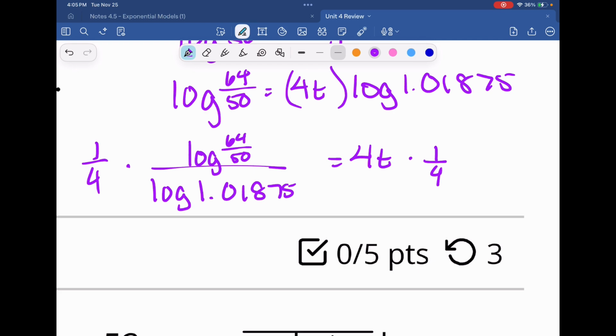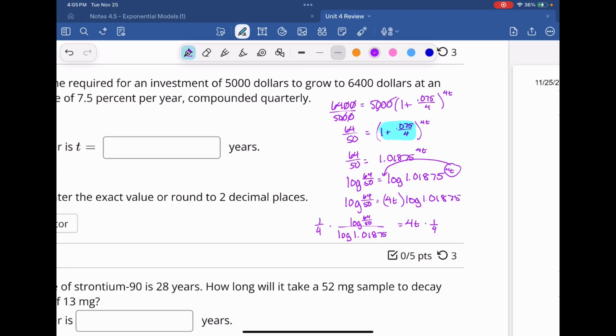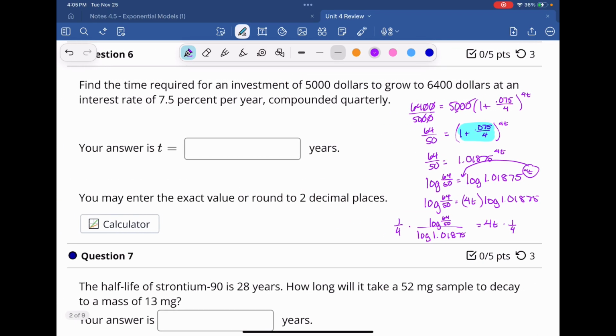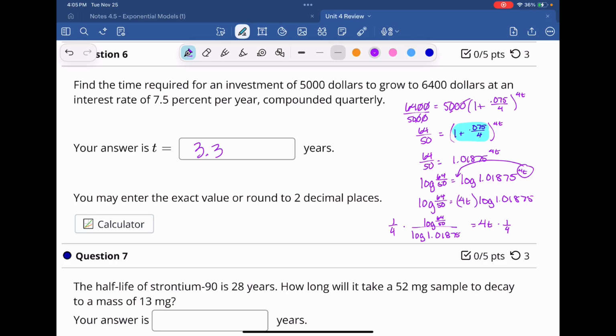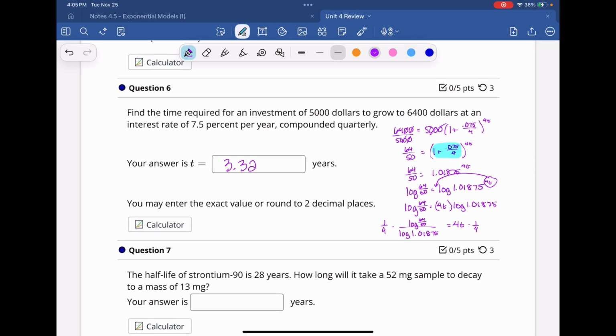So what I'm going to do, I'm going to do this in my own calculator first and show you how I do it, just so I can have the answer here. So log, okay, so the answer is 3.32 years. Now I'm going to show you how I would do this in my calculator, because entering all that in can get a little special.